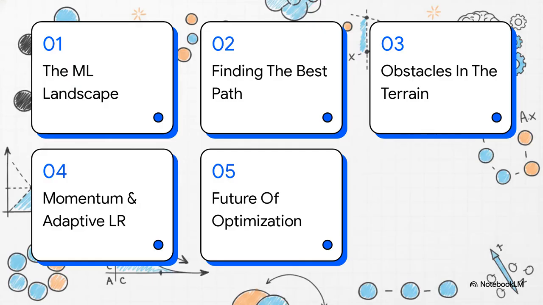Here's our roadmap for the journey. 1. The machine learning landscape. 2. Finding the best path. 3. Obstacles in the terrain. 4. Momentum and adaptive learning. And finally, 5. The future of optimization.